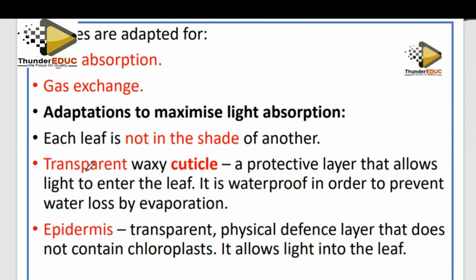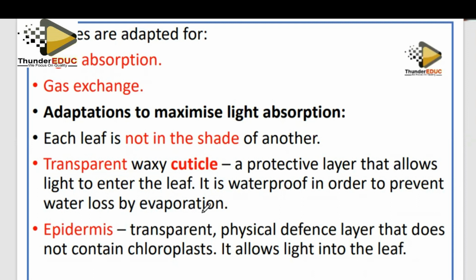Number two, the wax, the transparent wax cuticle. Transparent allows light to go through. Wax, so that it does not allow water to go through very fast, so the cells of the leaf will not dry up. This is a protective layer that allows light to enter the leaf. It is also waterproof in order to prevent water loss by evaporation.